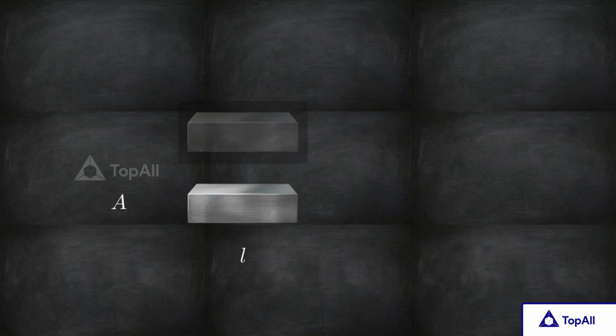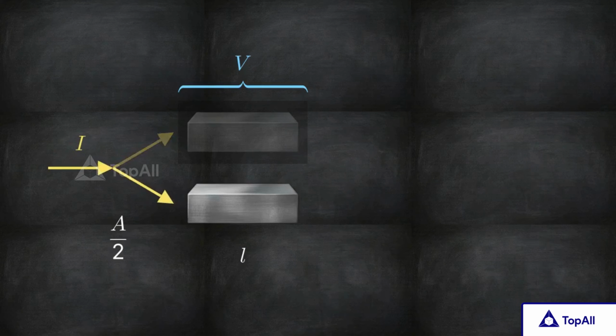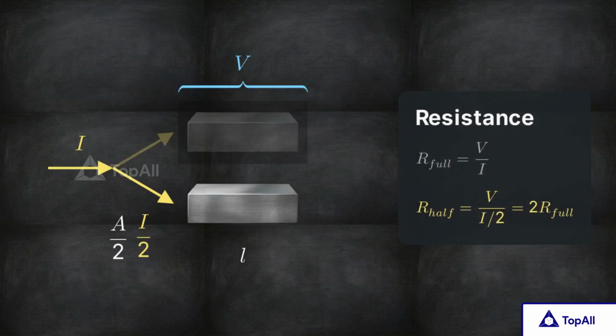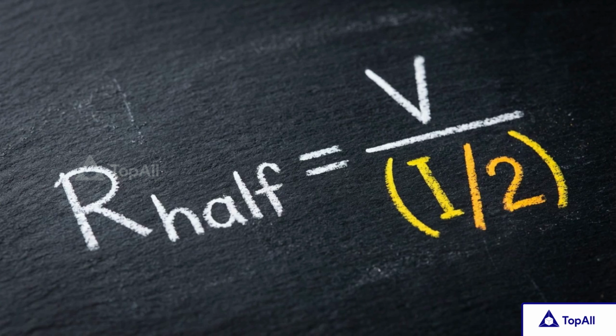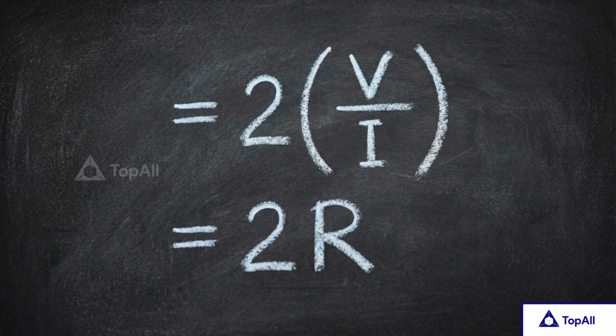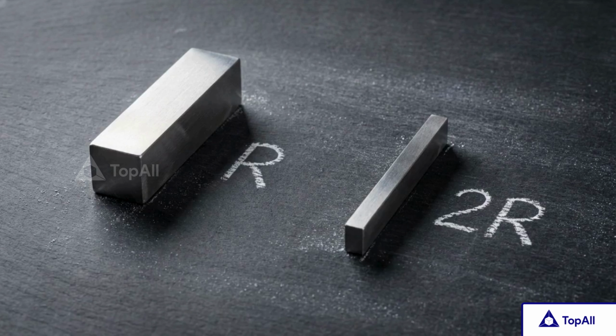It still has the original length, L, but its cross-sectional area is exactly halved, A divided by 2. If we apply the same total voltage V across the ends, the original current splits between the two pathways. The current flowing through our specific half slab is only I divided by 2. We calculate the resistance of this thinner slab by dividing the voltage, V, by the reduced current, I over 2. The fraction flips, giving us 2 times V over I. The resistance is exactly 2R. Halving the cross-sectional area exactly doubles the resistance.